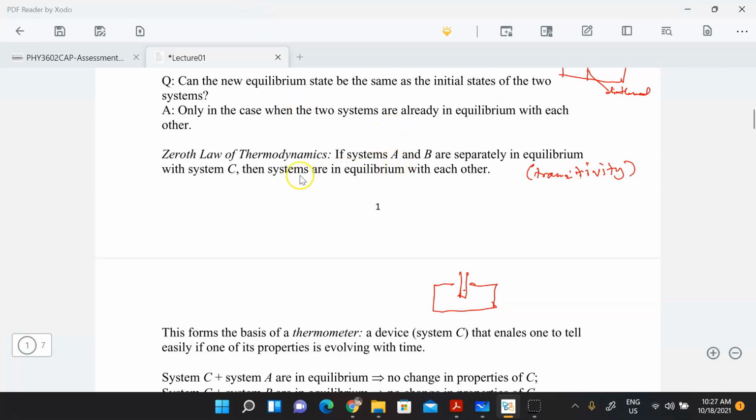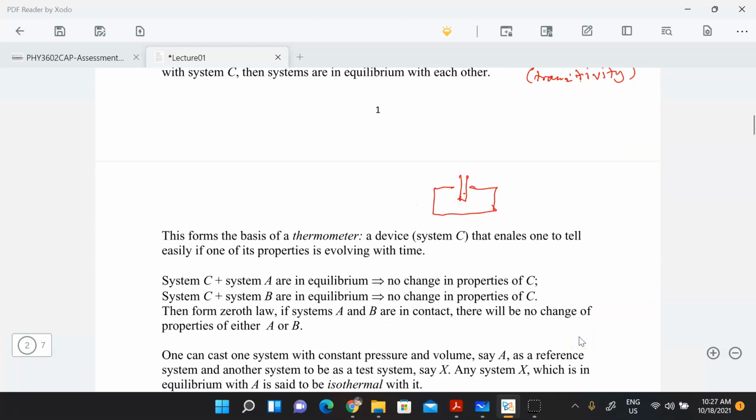So you can consider C in system A, so it's in equilibrium, so that means A and C don't change properties anymore. And then you do the same for system B, then essentially that says A and B are in equilibrium with each other. Okay, so this is how one sees it.